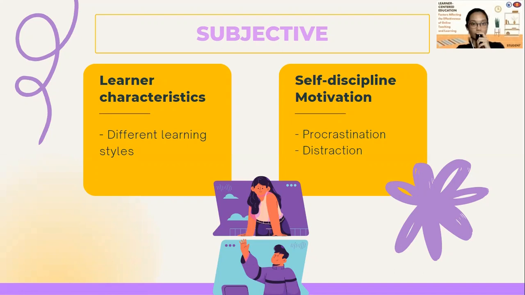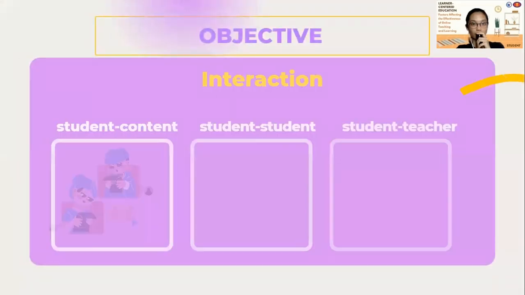They also say that it is hard for them to focus when they are at home, which also leads to more procrastination. Moreover, social media is one of the biggest distractions that the students encounter when they have to be online to study. So that's all for the subjective.